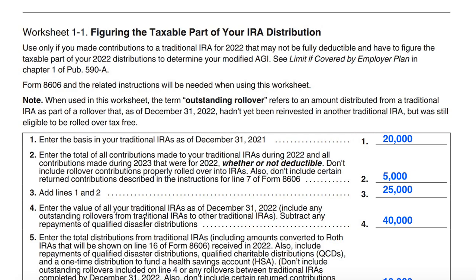For Worksheet 1-1 of IRS Publication 590-B, titled Figuring the Taxable Part of Your IRA Distribution. You would use this worksheet only if you made contributions to a traditional IRA for the tax year that may not be fully deductible, and you have to calculate the taxable part of IRA distributions during the same year to determine your modified AGI.